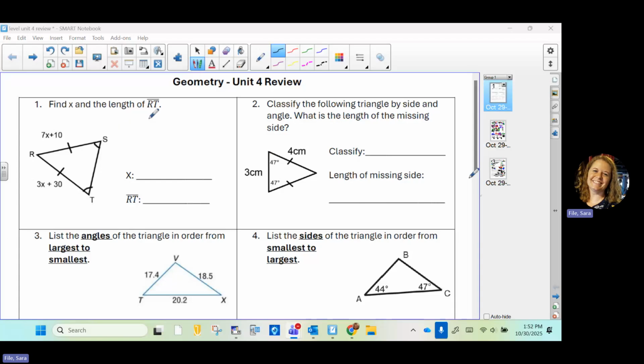The geometry unit 4 review. Your test is tomorrow. The review is due when? Tomorrow. And the review is a quiz grade. This is not optional. It's not, hey, do it if you want to. It is a double daily grade.